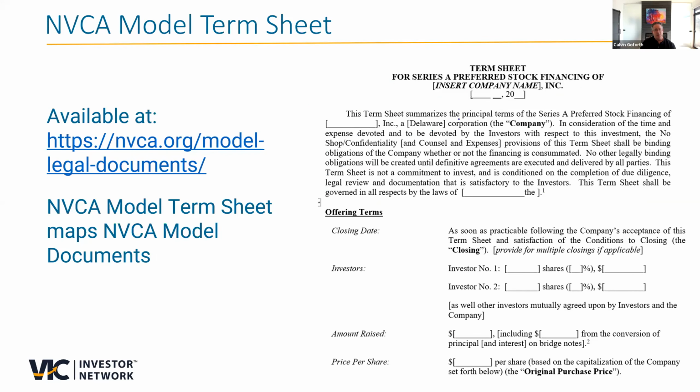The NVCA model term sheet is a great resource. It's available at the link here, and I copied just the first few clauses from it there on the right. But the NVCA, National Venture Capital Association model term sheet, is a great resource to look at, and it maps into the NVCA model documents, corporate documents, certificate of incorporation, stock purchase agreement, voting rights agreement, and so on. All those documents are a great resource to look at, and we're going to go through some of the terms you see in the NVCA model term sheet.